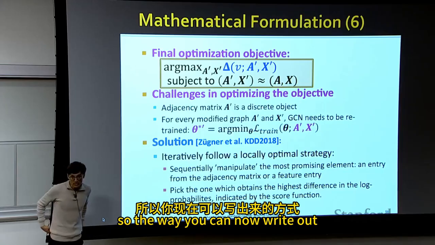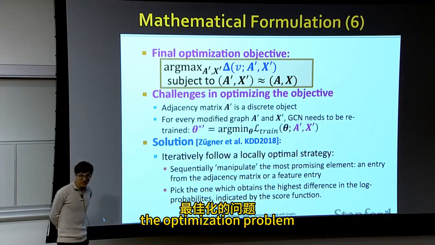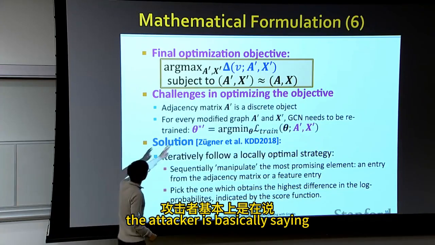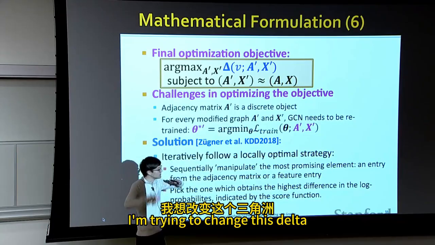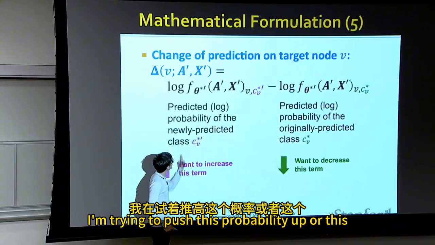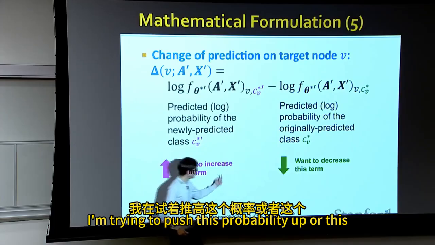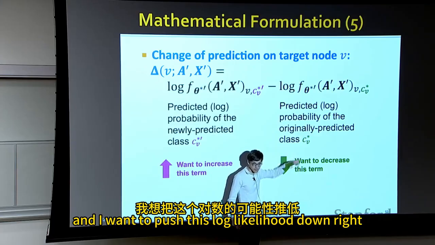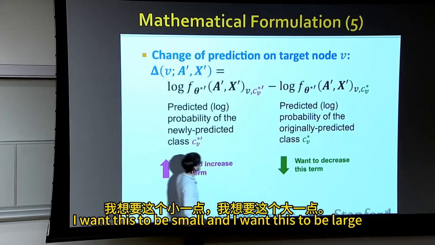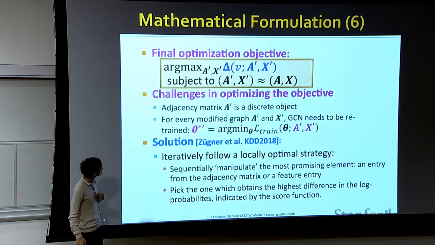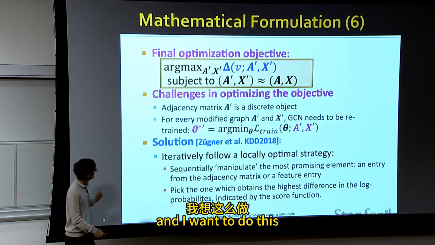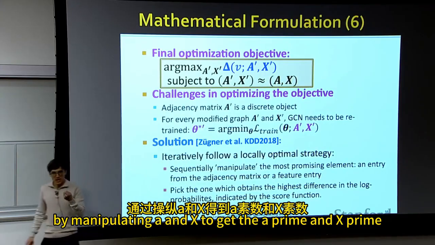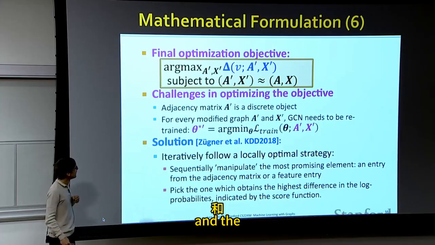So the way you can now write out the optimization problem that the attacker is trying to solve is this: the attacker is basically saying, I'm trying to change this delta, I'm trying to push this log likelihood up, and I want to push this log likelihood down, right? I want this to be small, and I want this to be large. I want to do this by manipulating A and X to get the A prime and X prime.